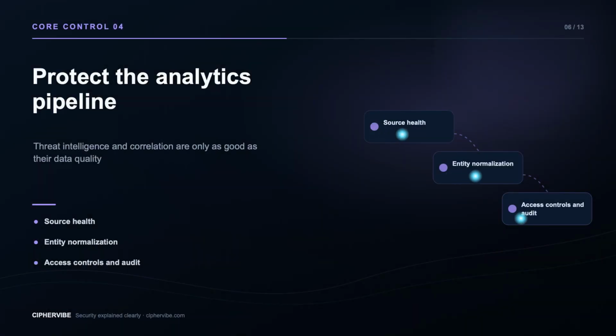The fourth building block is protect the analytics pipeline. Monitor data freshness and parsing, normalize identities and assets carefully, protect investigation access, and preserve raw source links for analysts. A graph or correlation engine should reveal uncertainty and provenance rather than conceal incomplete data behind a confidence score.